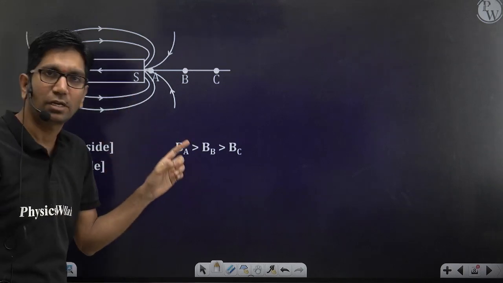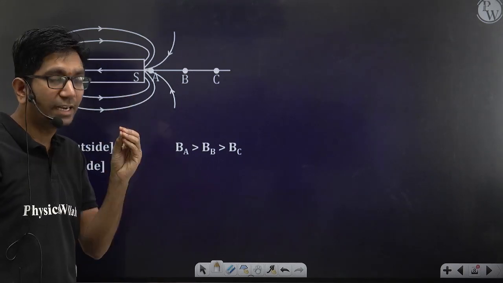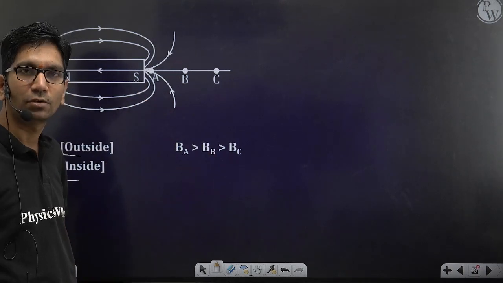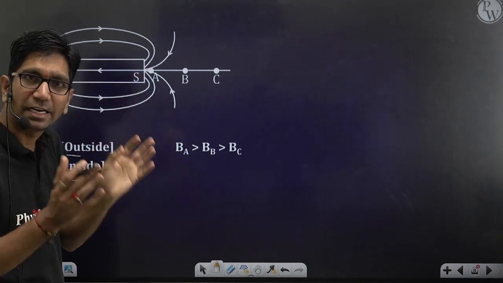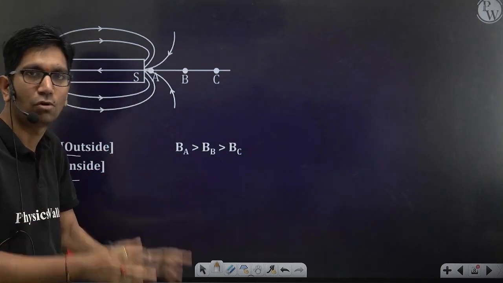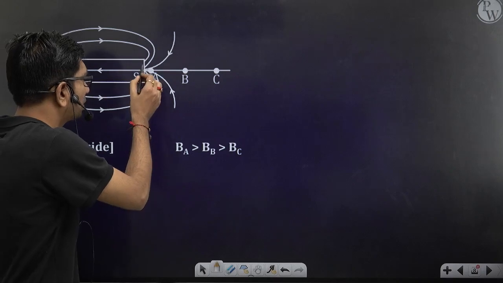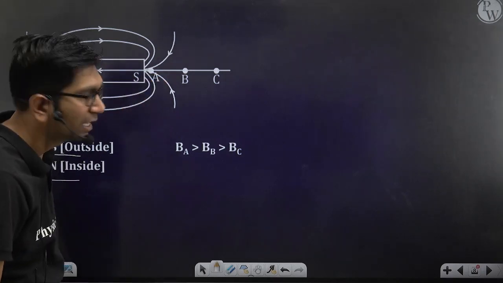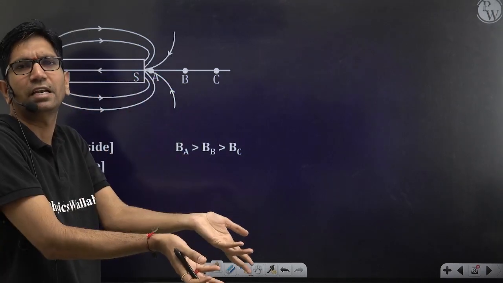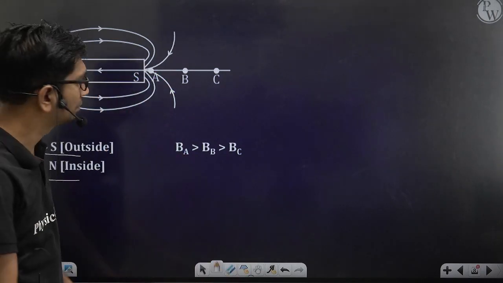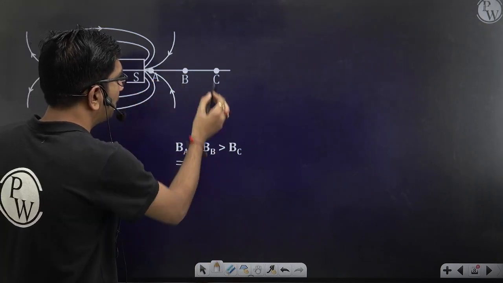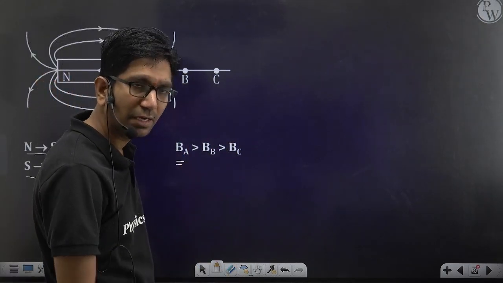Now tell me the magnetic field strength formulas. Wherever the magnetic field lines are more, it means that the magnetic field strength is also more there. The magnetic field is more here at point A. Why? Because magnetic field lines are more. If magnetic field lines are more, then the magnetic field will be more. So the magnetic field at point A is very high compared to B and C.